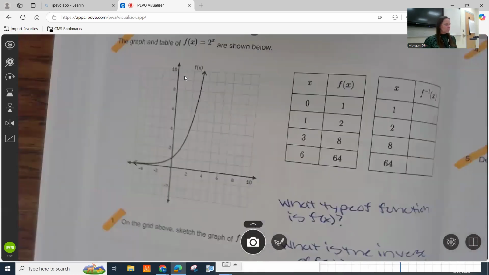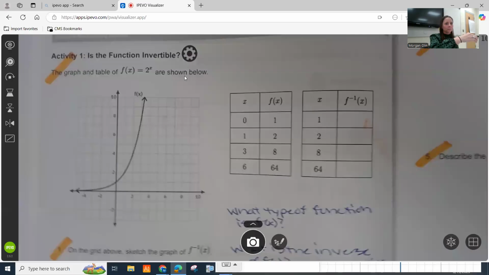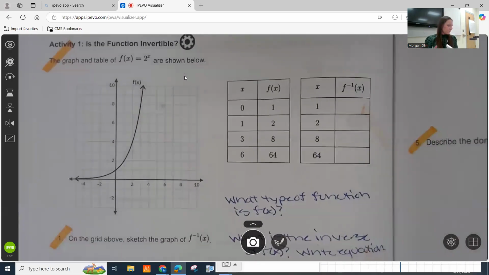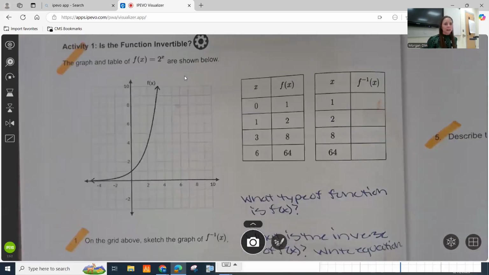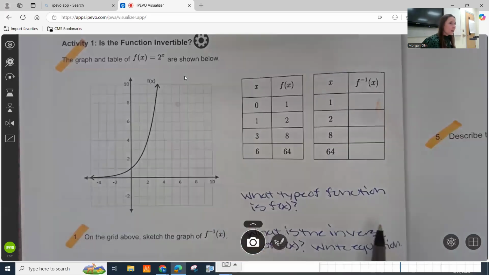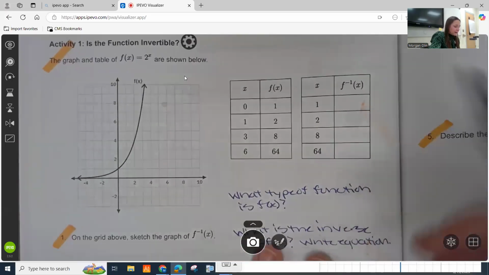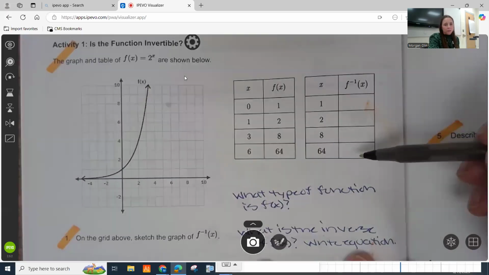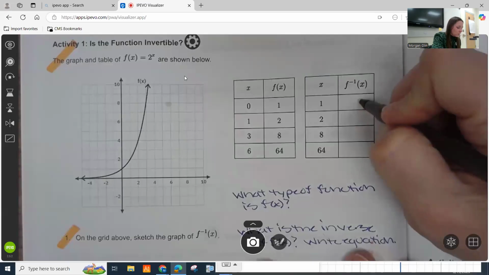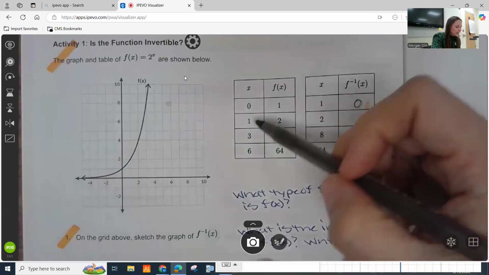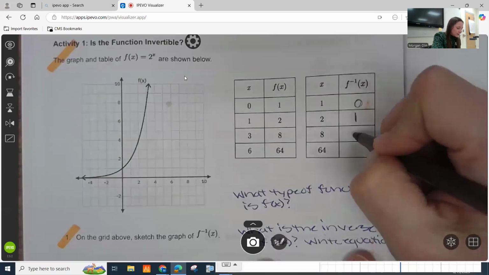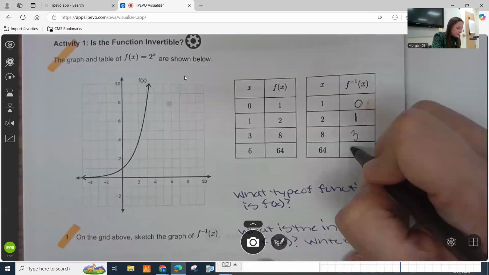All right, so I'm going to flip over. We're going to go to activity 1. We were actually just talking about this for a second, so I'm just going to re-hit it again. This is 2 to the x. This is the graph. So here for the inverse, well, what do we do with inverses? We switch our x and y. So instead of it being 0, 1, it's 1, 0. Instead of 1, 2, it's 2, 1. 8, 3, and this is going to be 64, 6.